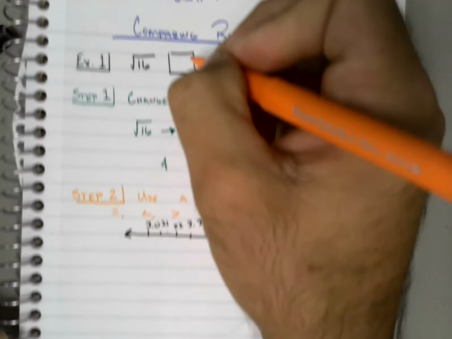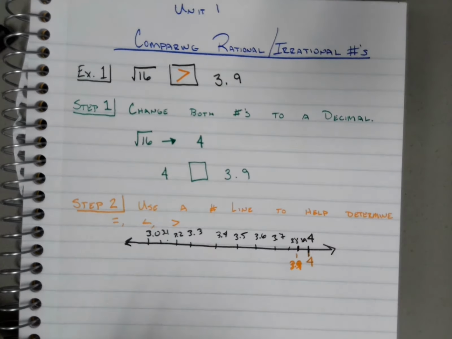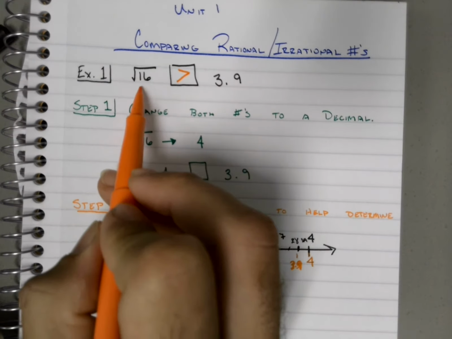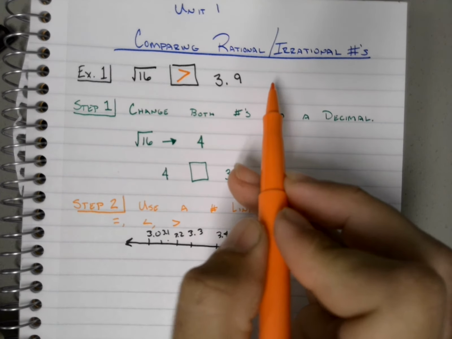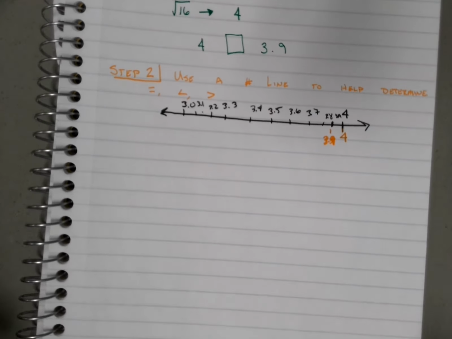So therefore, my answer would be a, what sign is this? It's a greater than sign. We read this from left to right. So if you're looking at the alligator's mouth, that's the greater than sign. Okay, let's look at another example here.